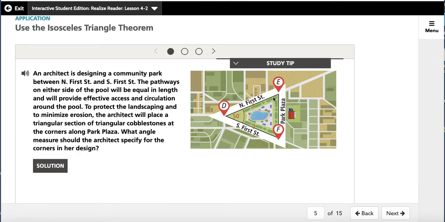To protect the landscaping and to minimize erosion, the architect will place triangular cobblestones at the corners along Park Plaza. What angle measure should the architect specify for the corners in her design? So she's going to put triangle pieces right here and here. The only other information they give us is that this angle is 50 degrees, and these are the congruent sides, so these are the congruent angles. If you know one angle, can you figure out the other two? The answer is yes, you can.